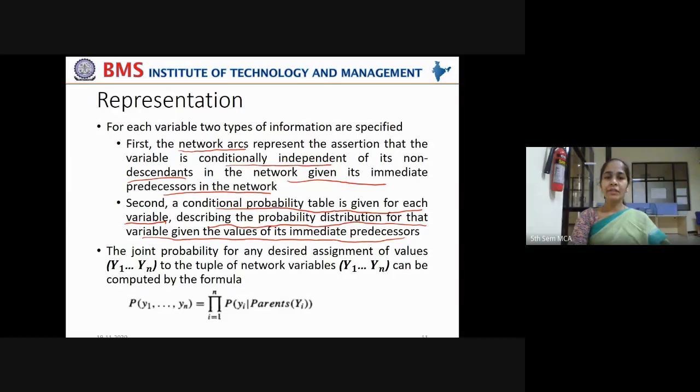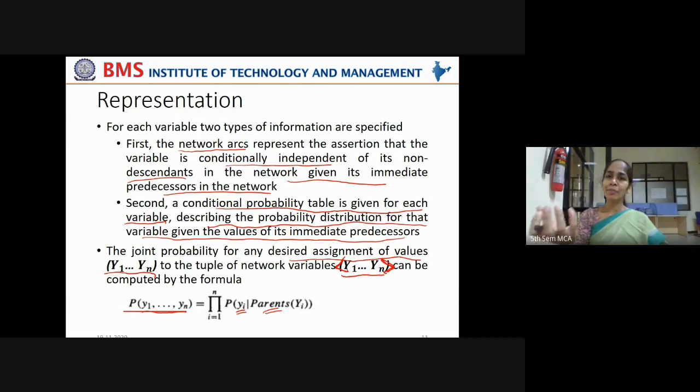I'll show you. The joint probability for any desired assignment of values y1, y2 and so on up to yn to the tuple of network variables <y1, y2, ..., yn>, I assign an angle bracket here so that you can represent it as a tuple, can be computed by the formula. How do you compute that? The probability of all these variable values occurring is equal to the product of the probability of each of those values given its parents' values.